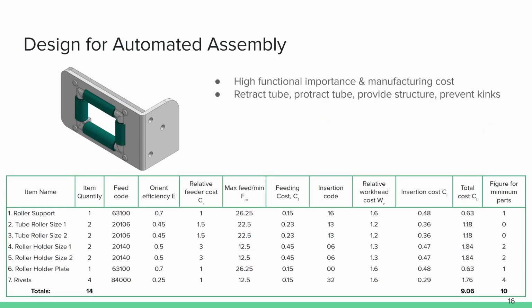In automated assembly, there's a little bit of redundancy for parts, as can be seen with the figure for minimum parts. Since many of these parts have a similar function, we can calculate the cost to be $9.06 for all the parts in this subassembly. This assembly was specifically chosen because there were many small parts and they were all consolidated in a very small place.